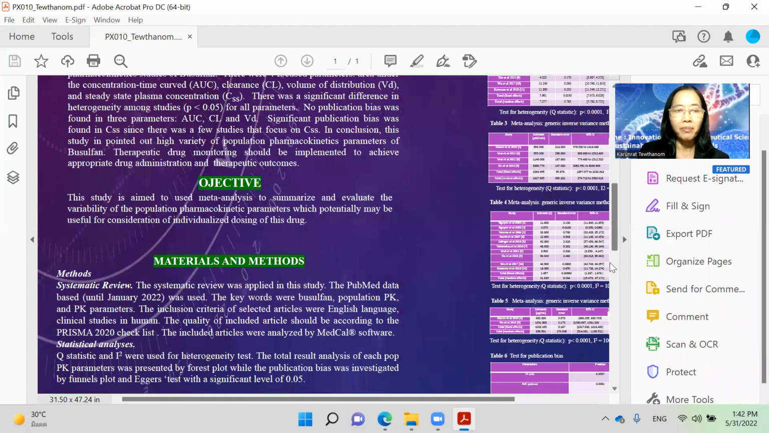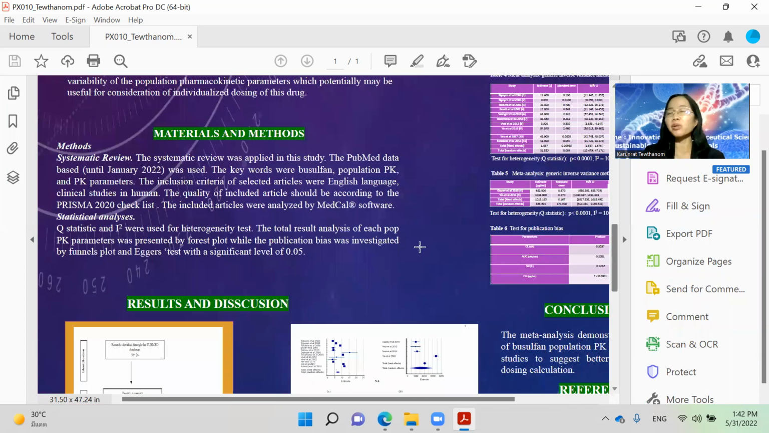Look at the material and methods. A systematic review was used in this study. The PubMed database until January 2022 was used, and the keywords were busulfan, population, PK parameters. The inclusion criteria of selected articles were English language and clinical studies in humans.